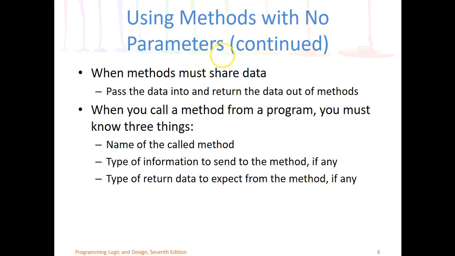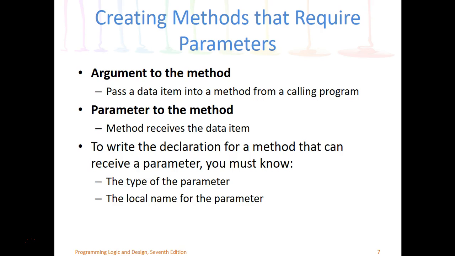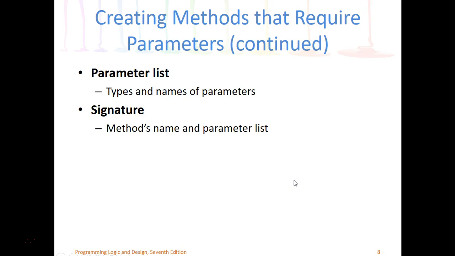So you have methods without parameters. I'm not going to really emphasize this because you guys have been working with those quite a bit. Just know that when you call it, you have to use the name of the method, and if it has no parameters, you are not sending it any information. If you have a method that requires parameters, the argument is a value that's sent to the parameter, and you want to write the declaration so that we know that it has a parameter list.